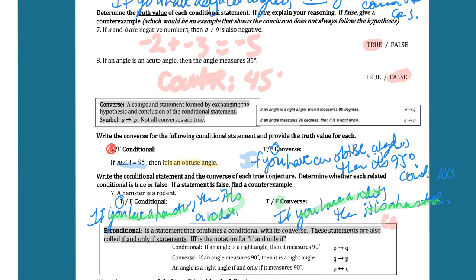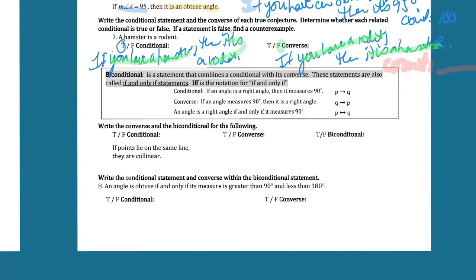So you write counterexample, and then you give me examples. What could it be? It could be a rat, it could be a ferret, it could be something else. Okay, so converse switches the hypothesis and the conclusion. Okay, next part. Biconditional again, bi means two.